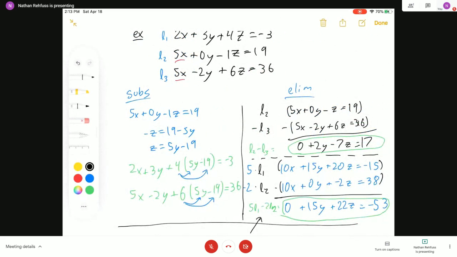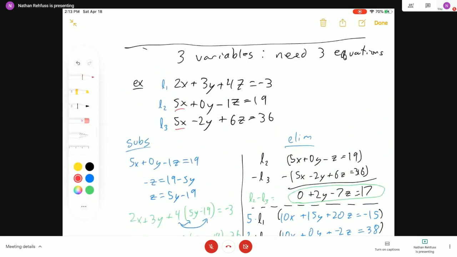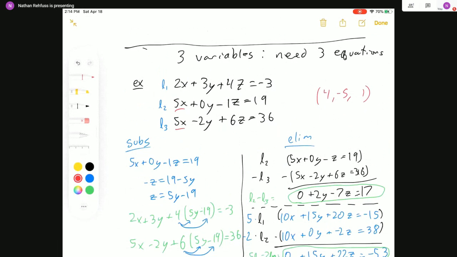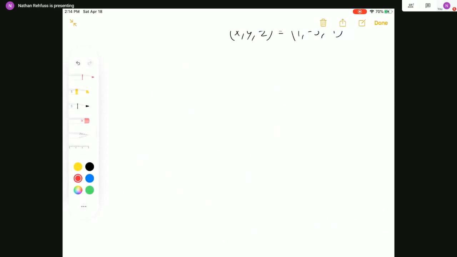And you can check your work by saying, all right, my solution was 4, negative 5, 1. So in the first line, that says 8 minus 15 plus 4, that is negative 3. 20 plus 0 minus 1, that's 19. 20 plus 10 plus 6, that's 36. So this point satisfies all three equations simultaneously. And that's what you do with three variables. With all elimination, all substitution, or even a mix of the two. You have a ton of choices. Just pick whichever one's going to be easiest for you.